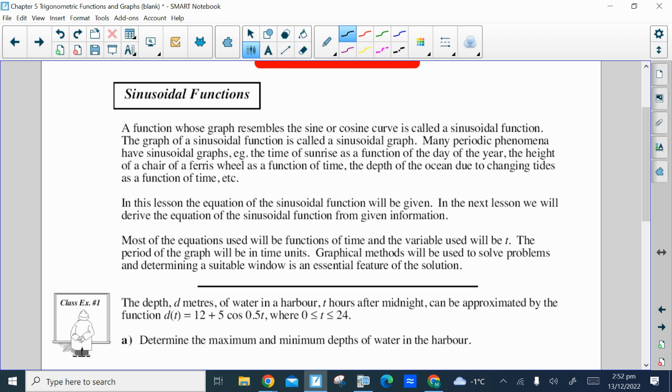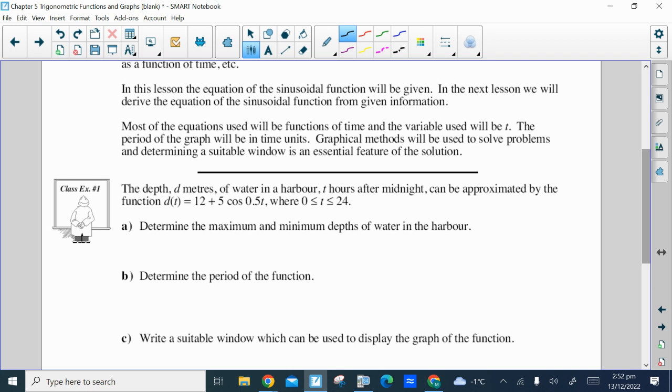The height of a chair of a Ferris wheel as a function of time. As a Ferris wheel goes around, the height of the wheel will change. It'll increase and it'll decrease. It'll follow a sinusoidal pattern. The depth of the ocean due to changing tides, we've already seen that one.